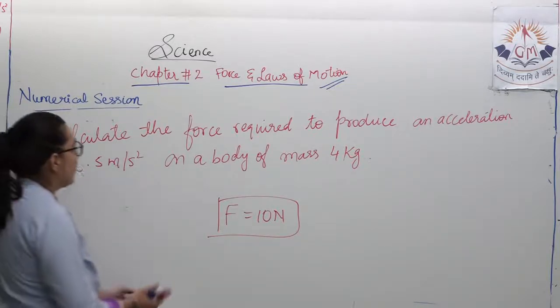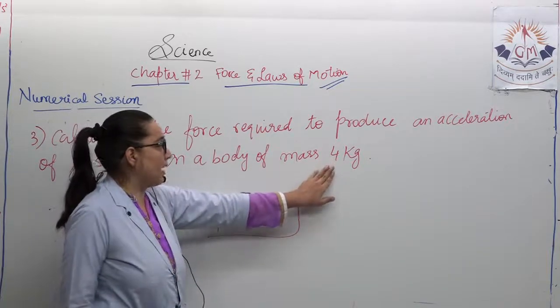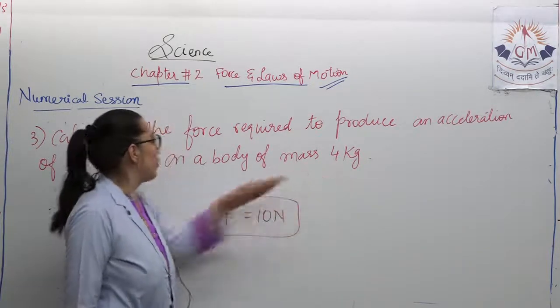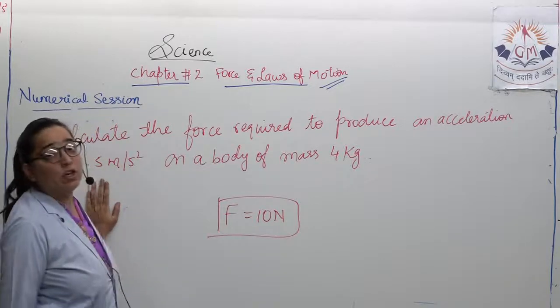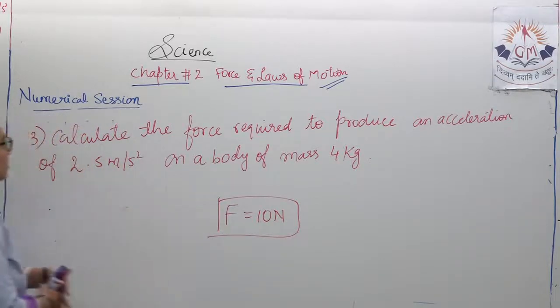I hope you have done it. Force is equal to the product of mass and acceleration. Mass is 4 kilogram, acceleration is 2.5. So 4 into 2.5 is 10 Newton.